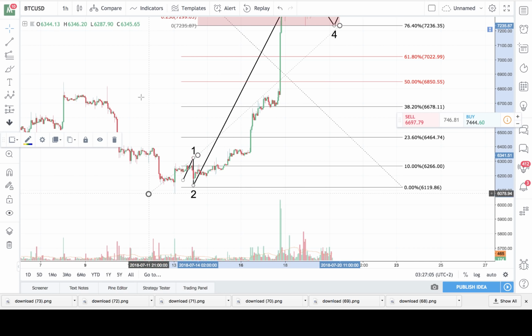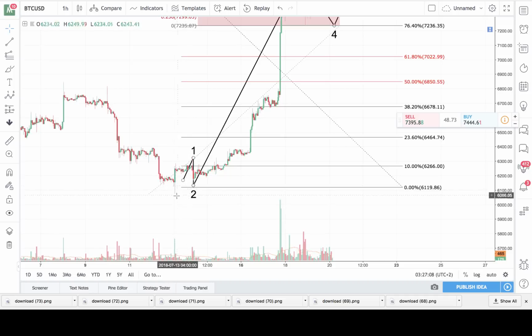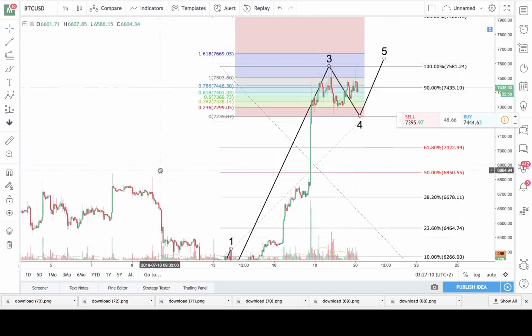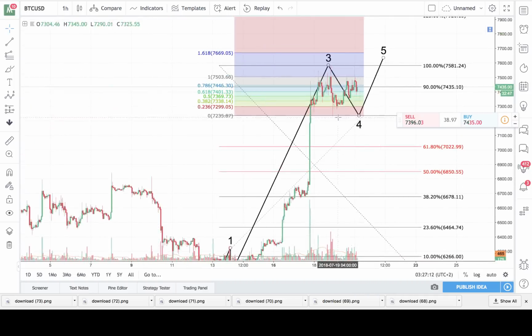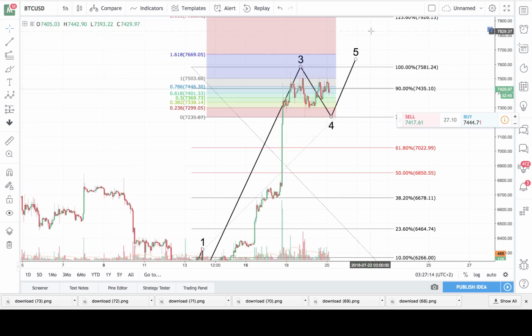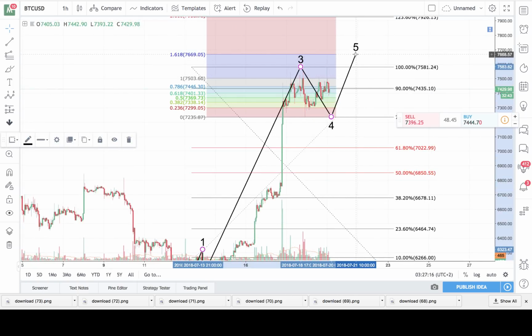There you go. So take the measurement of our first wave from the bottom of the first wave to the top of the first wave and project it from the bottom of our fourth wave, which is right here. We can see that our fifth wave should not go higher than $7,668 in order to avoid a double extension.